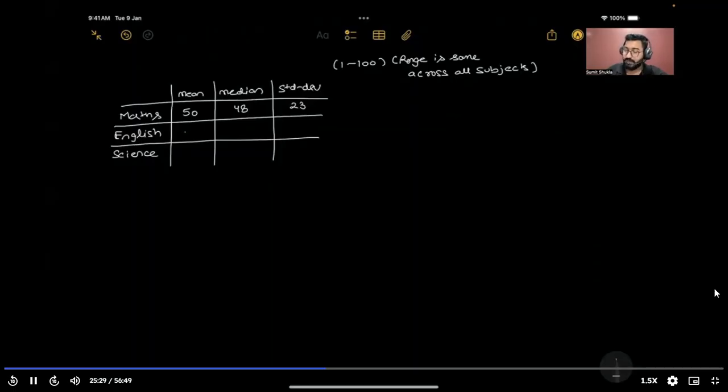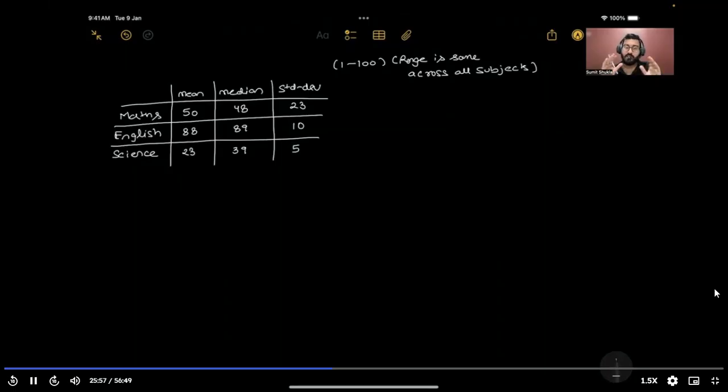For English, the average was, let's say, 88. The median was, let's say, 89, and the standard deviation was, let's say, 10. For science, the average was, let's say, 23. The median was, let's say, 39, and the standard deviation was, let's say, 5.